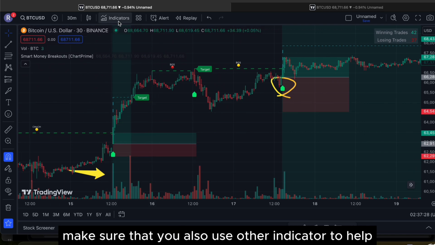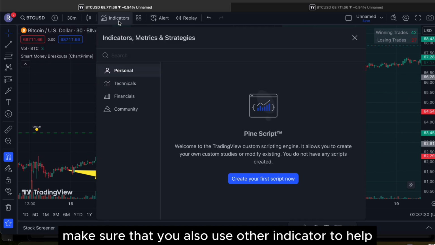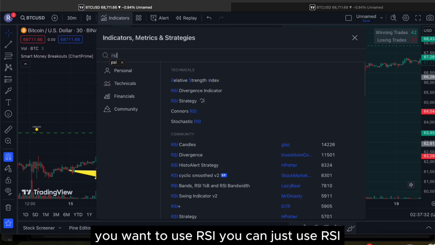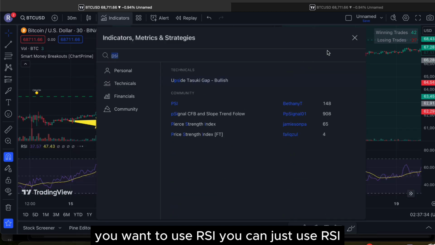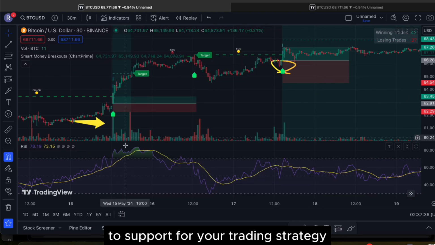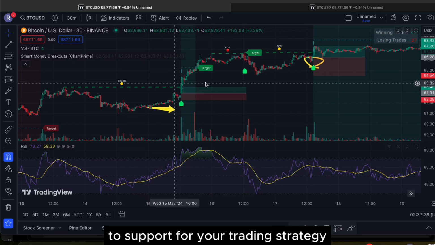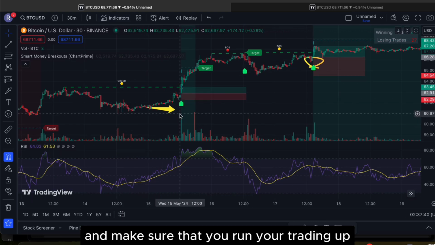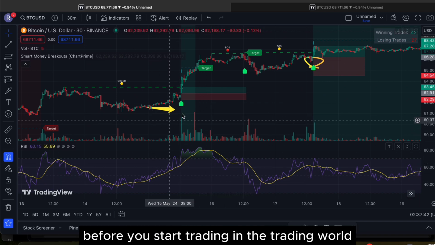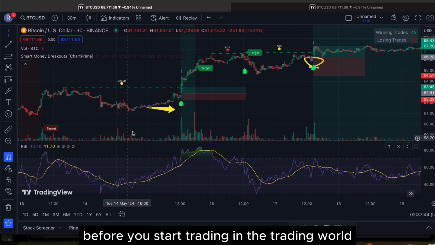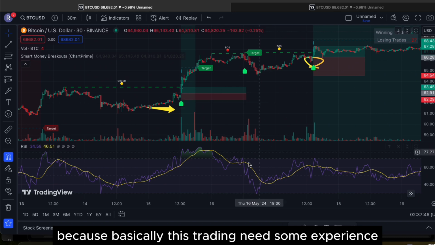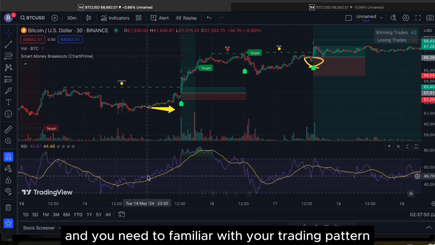Make sure that you also use other indicators to support. For example, if you want to use RSI, you can just use RSI to support your trading strategy. And make sure that you practice your trading a few times before you start trading in the real trading world, because trading needs some experience and you need to be familiar with your trading pattern.